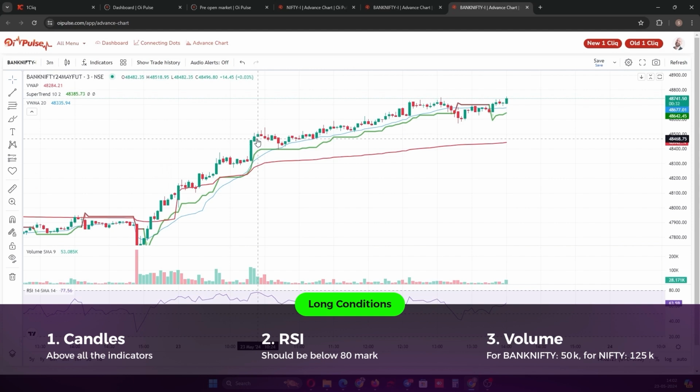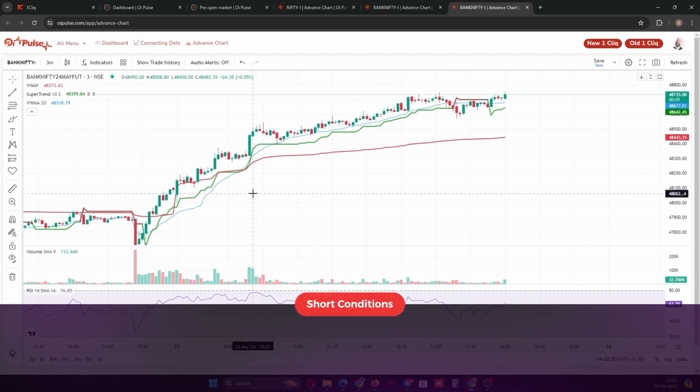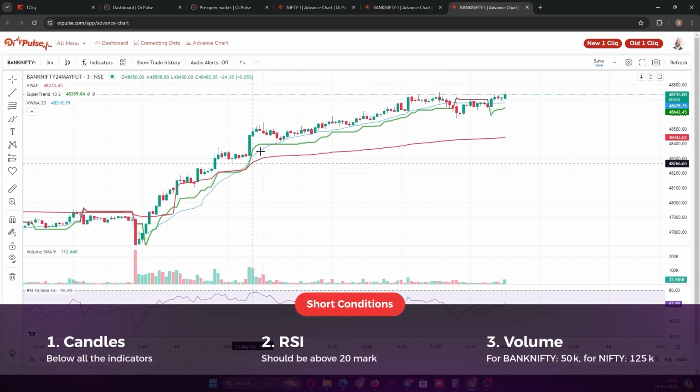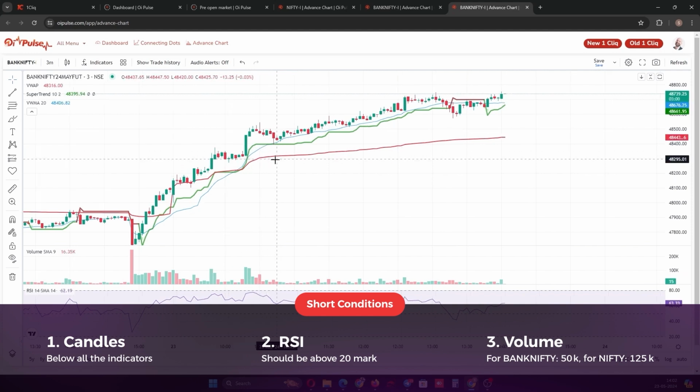You can buy CE or buy on futures. Okay. So for short, same opposite: the price should be lower, and Super Trend should be above, and VWAP should be above, and WMA also should be above.